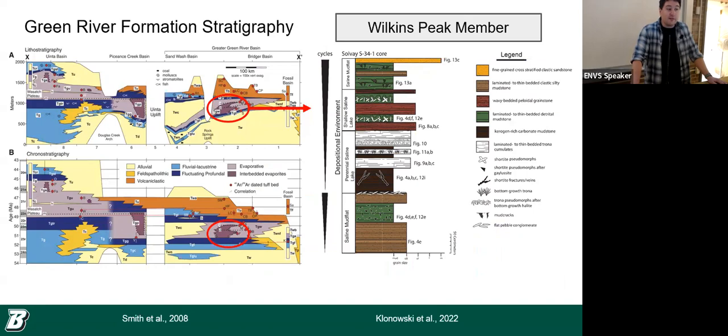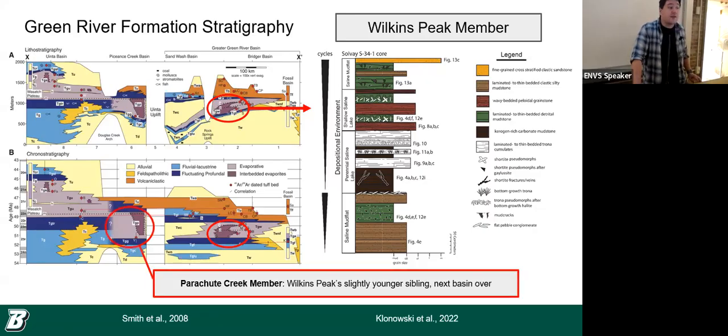So the rocks that are in this basin and the rocks that I particularly focus on are part of two major formations here that are all grouped under the Green River Formation. The first of which occurs in the more northern basin, the greater Green River Basin. It's the Wilkins Peak member. You don't need to know too much about it, but it is a bunch of muds and evaporites, salt minerals. Also in the southern basin in Colorado, there's the Parachute Creek member, which we can think of as the Wilkins Peak's slightly younger sibling in the next basin over. Similar style of sedimentation, pretty good age control, and we can correlate between the basins to fill in any gaps that arise in one or the other.